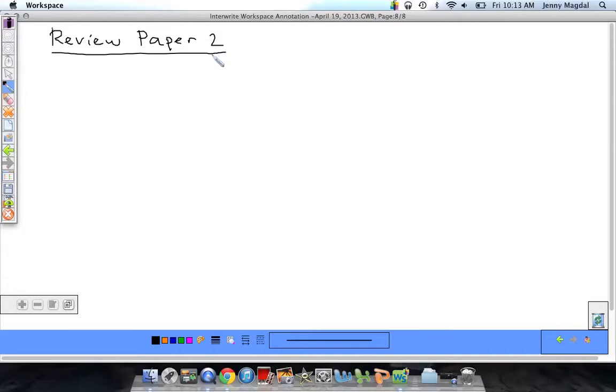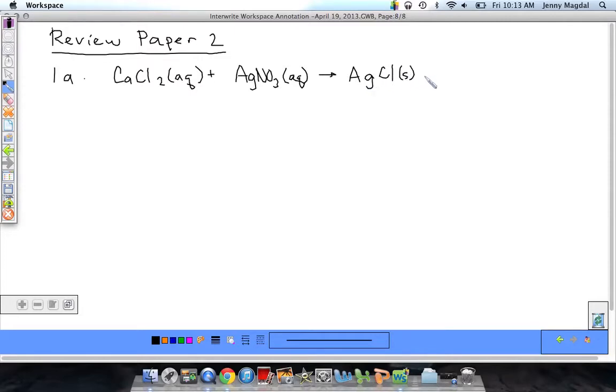The second paper, paper 2 of the review, is the written section. Question 1a wants us to write a balanced equation. So we have calcium chloride, CaCl2, which is aqueous, reacting with silver nitrate, AgNO3, also aqueous, forming solid precipitate of AgCl, so solid, plus calcium nitrate, Ca(NO3)2, aqueous. To get this balanced, I need to put a 2 in front of the AgNO3.